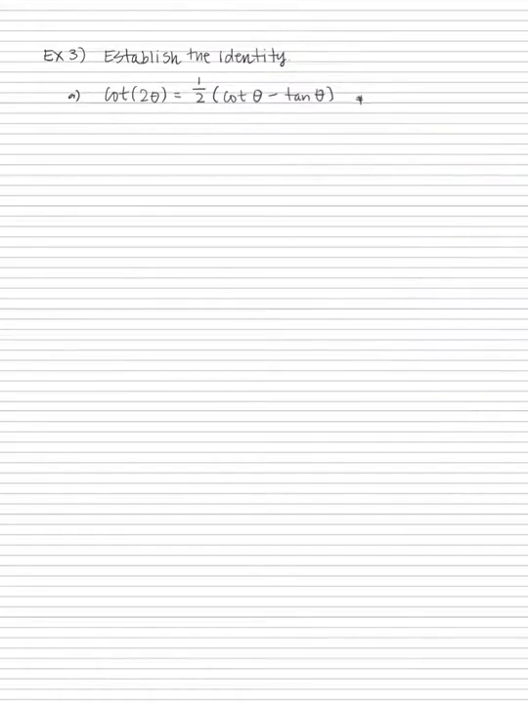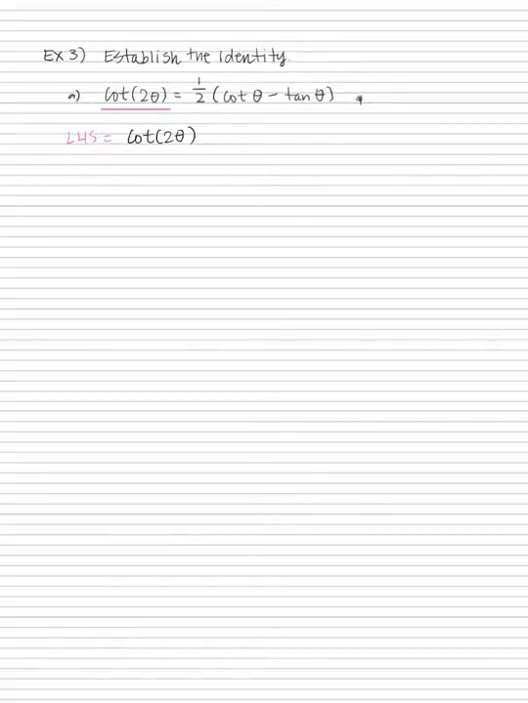Okay, now we're going to do some identities here. So let's first try cotangent of 2 theta equals 1/2 times the quantity cotangent minus tangent. Okay, so it doesn't really matter which side you want to start off with. I'm going to start out with the left hand side, just because cotangent is 1 over tangent, and then we just learned that formula for the tangent of 2 theta. So that's the only reason why I'm choosing the left hand side. Okay, so let's cross our fingers that this is going to work.